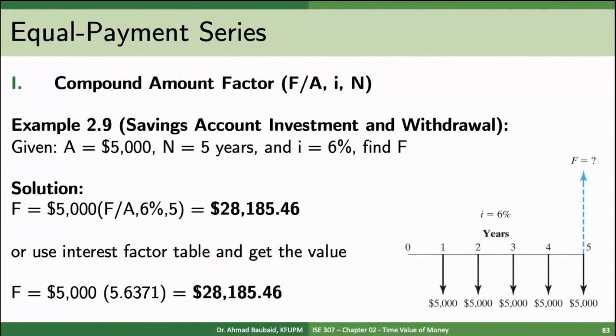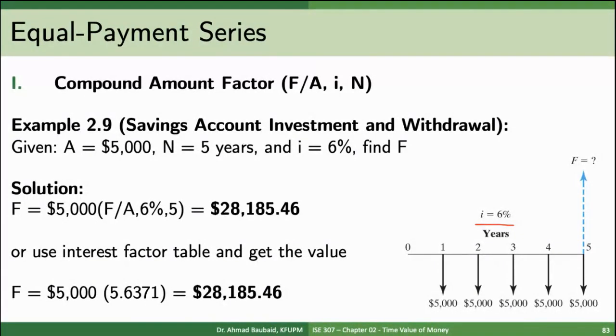So here's an example of how to use this formula. So let's say you're investing your money in a savings account. Again, this is very common with investments, right? If you're investing the same amount every year, and you're going to withdraw your money at the end of 5 years. I actually should have hidden the solution. Okay, never mind. So it's saying that you're investing $5,000 per year for 5 years. Your interest rate is 6%. And you're supposed to find F.